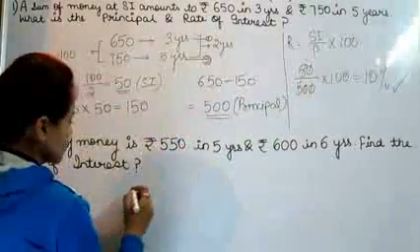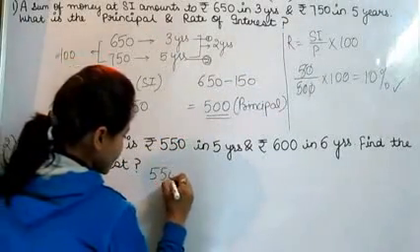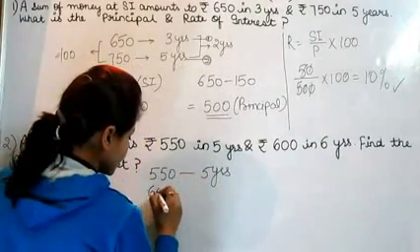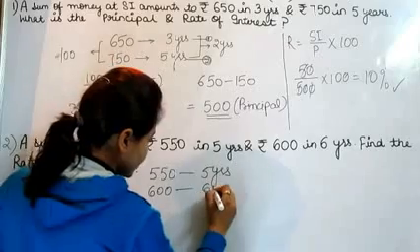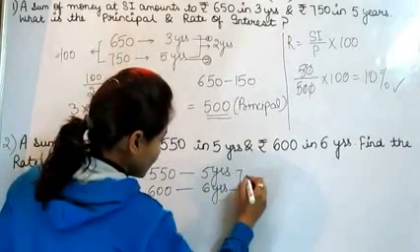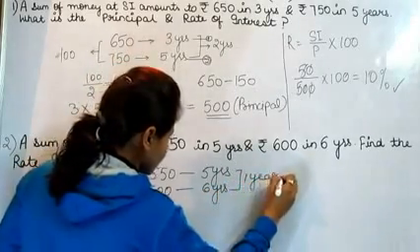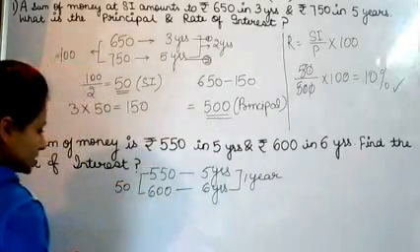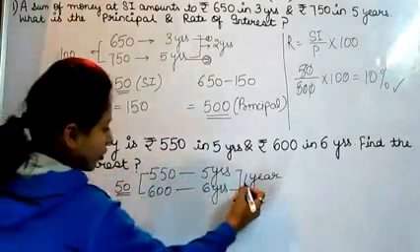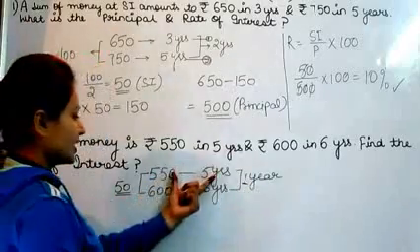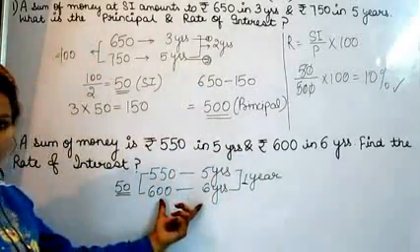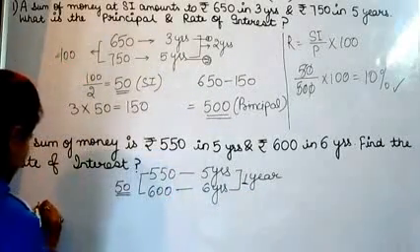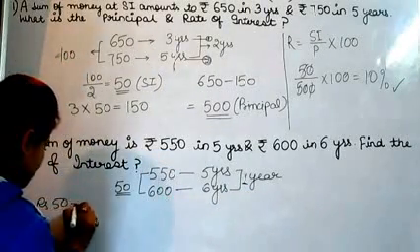So this is the same question. 550 in 5 years, 600 in 6 years. The gap between the time is 1 year and the gap between the amount is rupees 50. Rupees 50 is for 1 year. So take the first statement, either second statement. Let's take the second statement today. So rupees 50 is for 1 year.